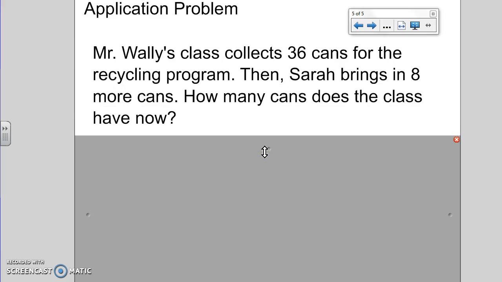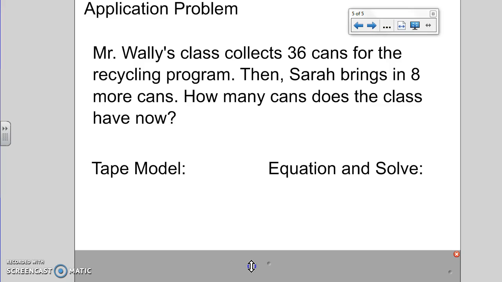The story problem says Mr. Wally's class collects 36 cans for the recycling program. Then Sarah brings in 8 more cans. How many cans does the class have now? Go ahead and think about what you know and what it is you need to find out. Well, I know that first, Mr. Wally's class had 36 cans, and since Sarah brought in 8, I know my two parts and I have to find out the whole.